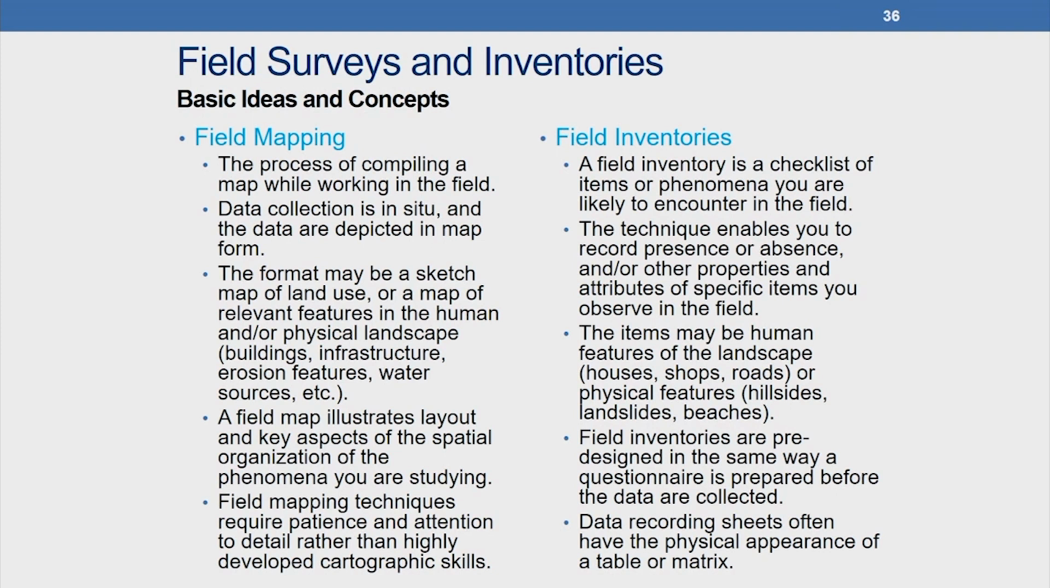Field inventories, on the other hand, are a checklist of items or phenomena you are likely to encounter in the field. The technique enables you to record presence or absence or other properties and attributes of specific items you observe in the field, and the items may be human features of the landscape or physical features. Field inventories are pre-designed in the same way a questionnaire is prepared before the data are collected, and data recording sheets often have the physical appearance of a table or matrix.